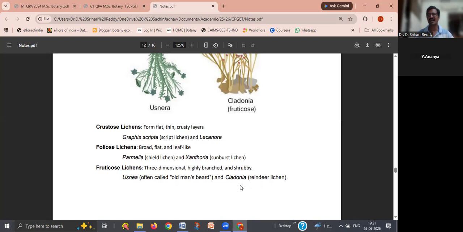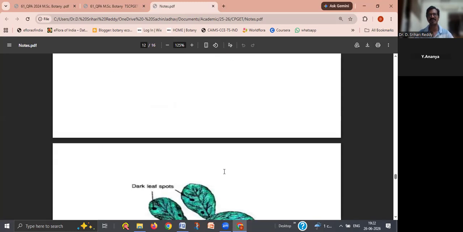In several areas, this Cladonia, they use it as feed, to feed the cattle, and they also eat them. Cladonia is also called reindeer moss or reindeer lichen, and Usnea is also called old man's beard. So you have to remember these words.